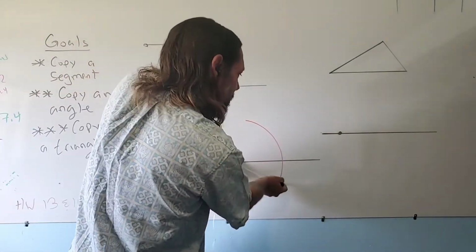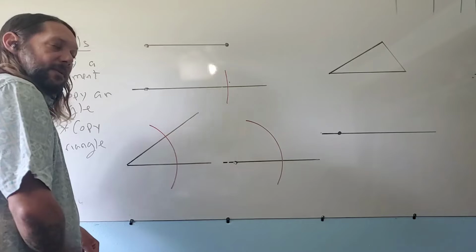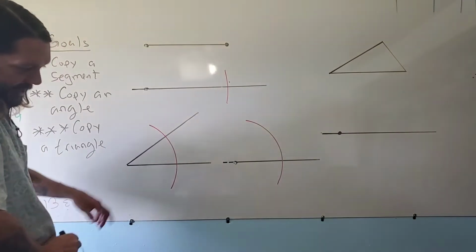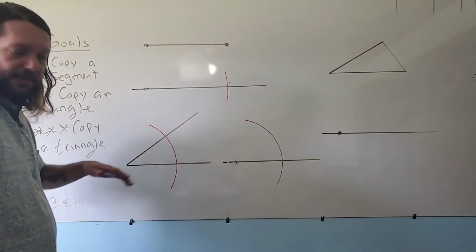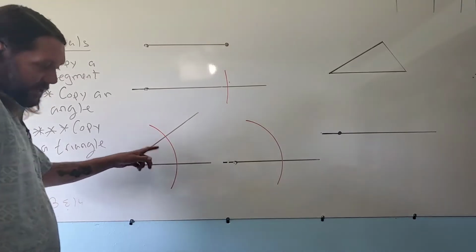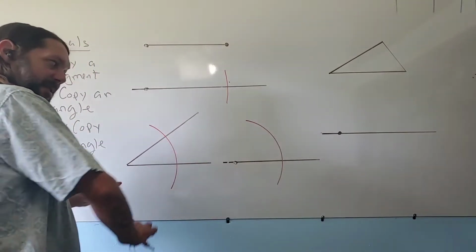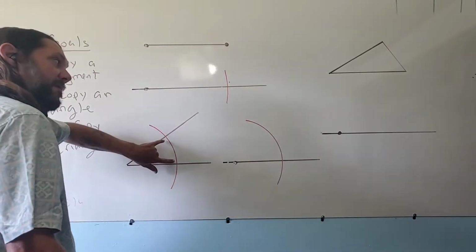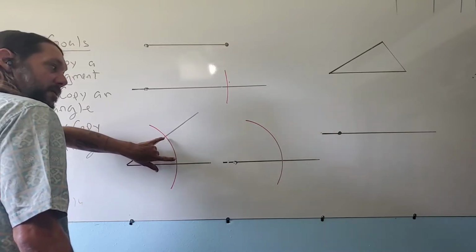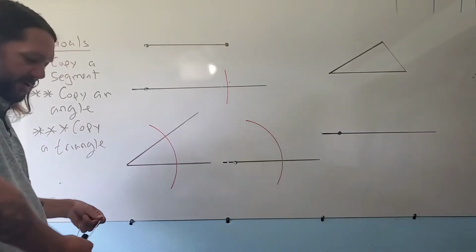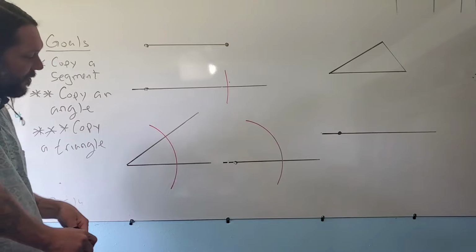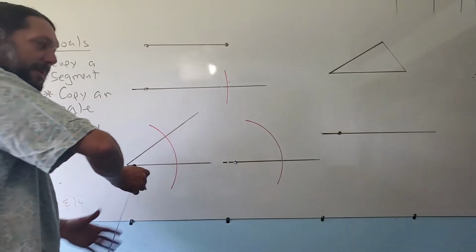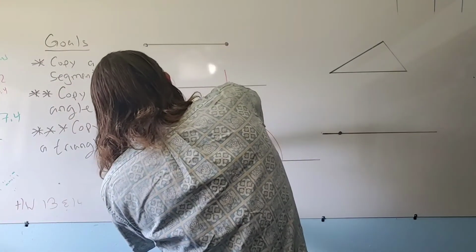So I made identical arcs, and the reason why I made an arc here is I mentioned before that I'm copying how much it opens. What this arc is doing is giving me a distance to measure how much my angle opens at this distance. So the next thing I'm going to do is measure how much my angle opens. I'm going to have to put my back to you for a second, so sorry about that.